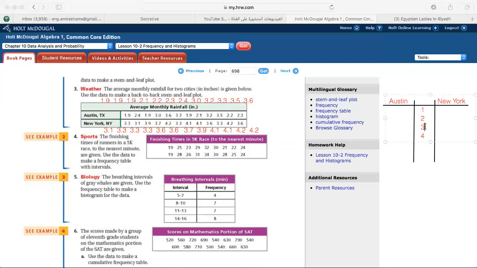I'm going to start with New York. I have 3.1 in the threes. I have 3.1, 3.3, 3.3, 3.6, 3.6, 3.7, and 3.9. So let's count. I have 3.1 as the last digit in here. Then 3.3, the last digit is 3.